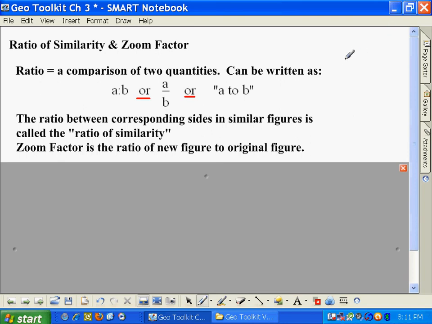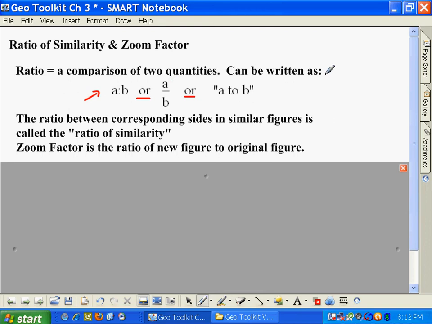The next topic we're going to be looking at is called ratio of similarity and zoom factor. First of all, what is a ratio? Well, simply put, as it says up here, it's a comparison of two quantities. You can write this ratio in three different ways. One as A colon B. The second way is as a fraction, A over B, or finally you can write it in words, A to B.